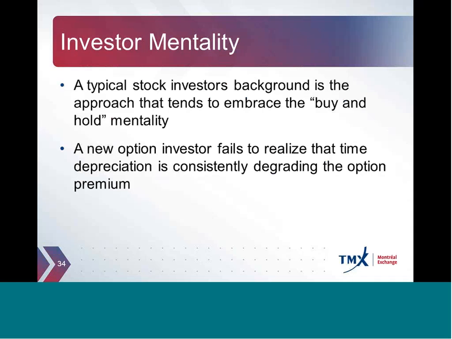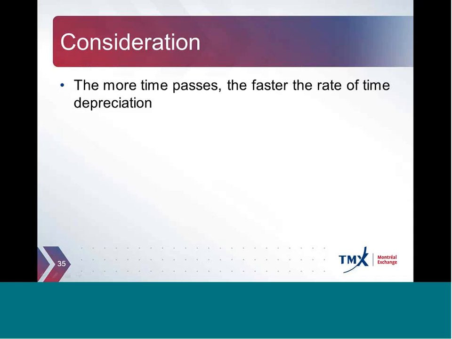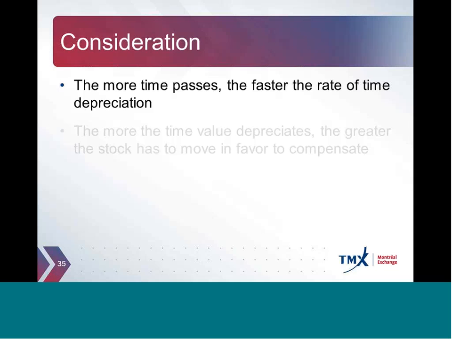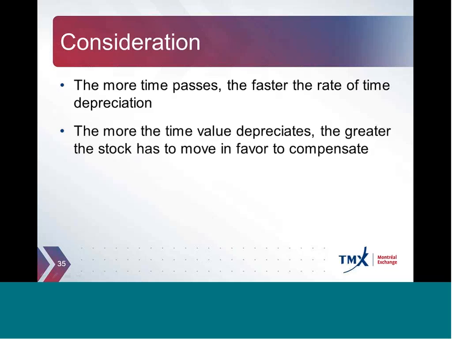What happens is a new option investor fails to realize that the time depreciation is consistently degrading the option premium. That's as the option buyer. And so the more time that passes, the faster the rate of time depreciation. We talked about that a little bit when we were looking at that time depreciation variable. And so the more the time value depreciates, the greater the stock has to move in favor to compensate.